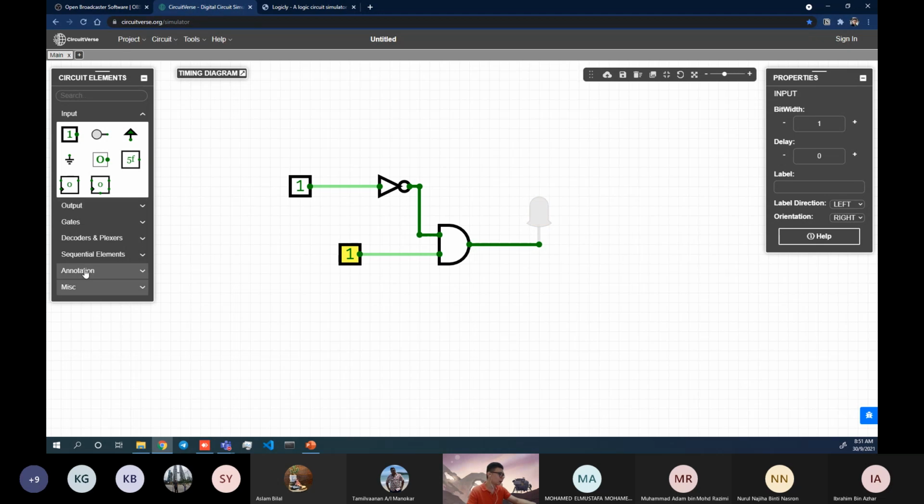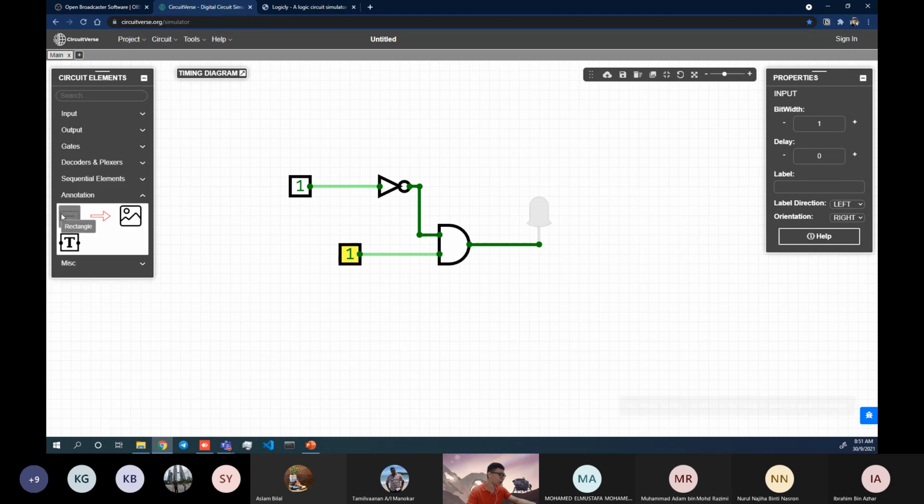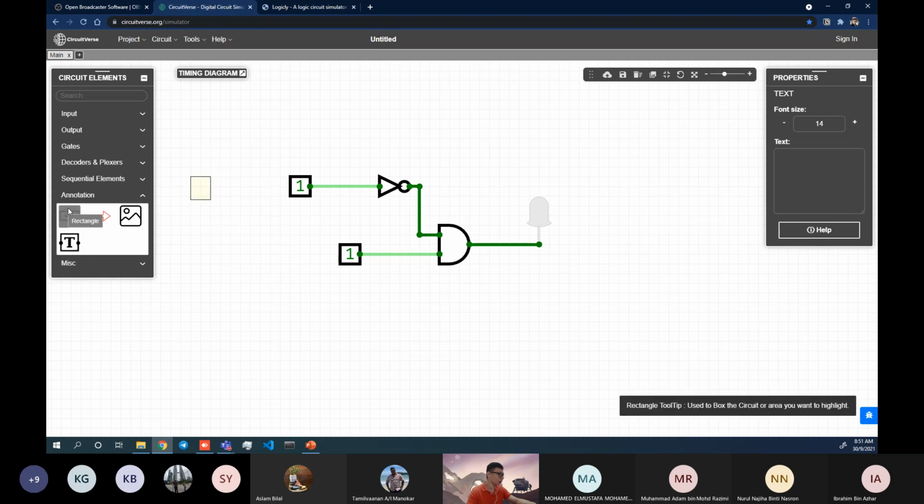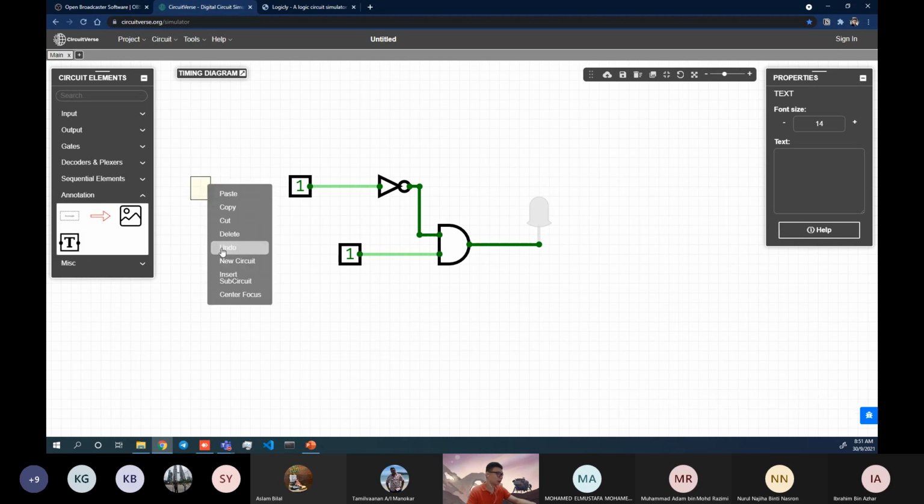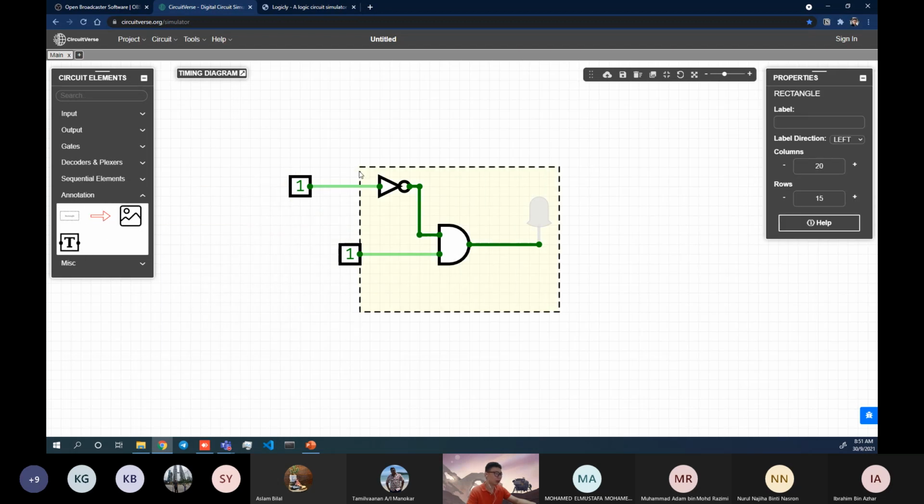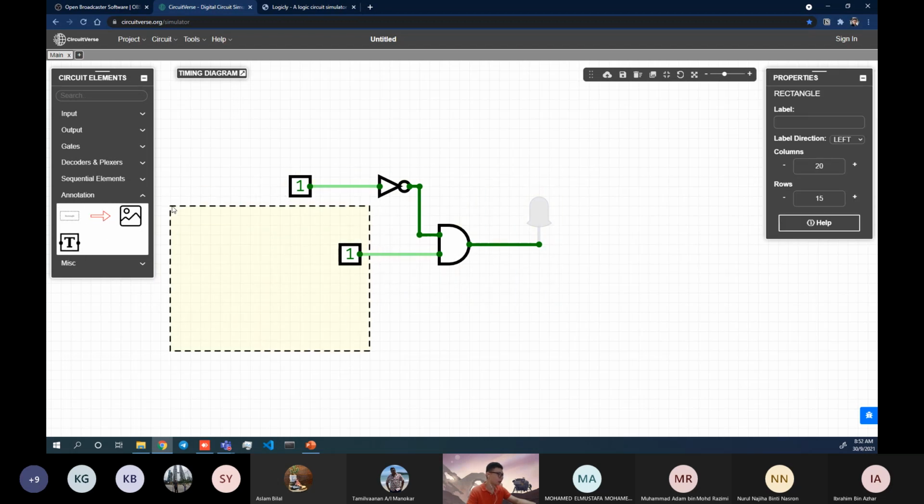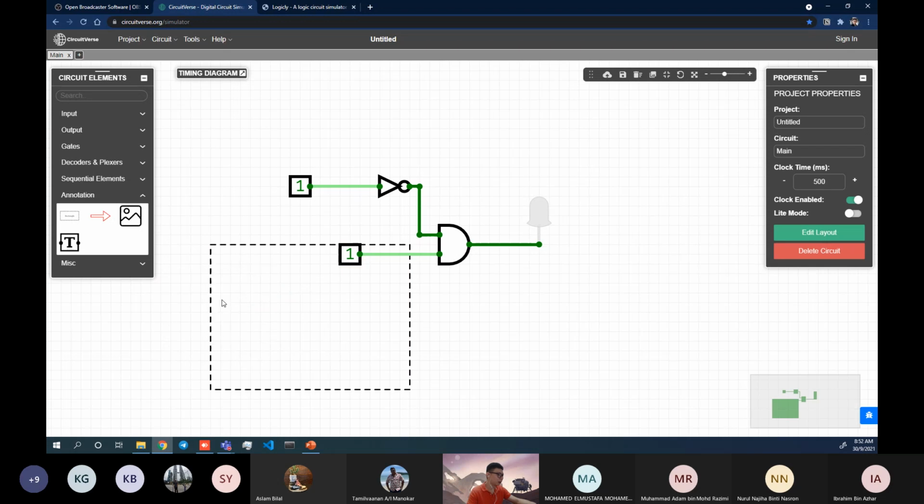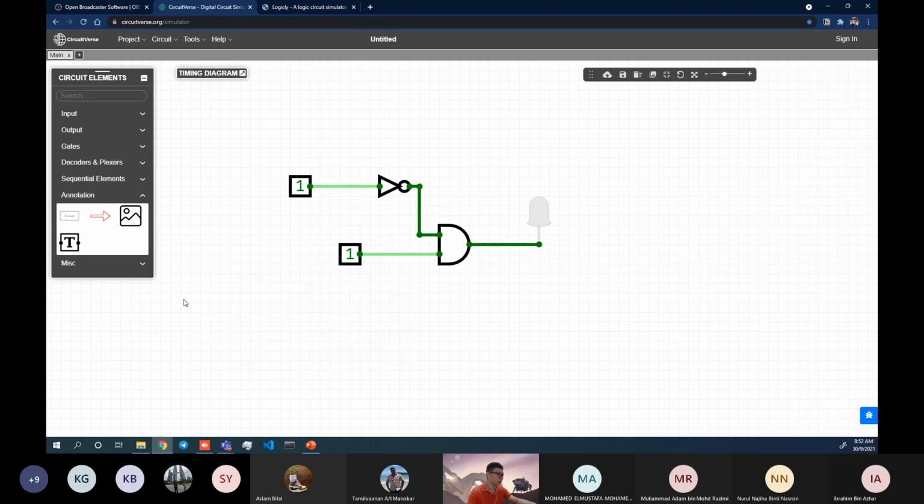Okay, right. You can also put in annotation. You can also put in text over here to make things more tidy. Text, rectangle. Okay, you can explore this yourself. You can put a rectangle to denote the system. Let me delete that.